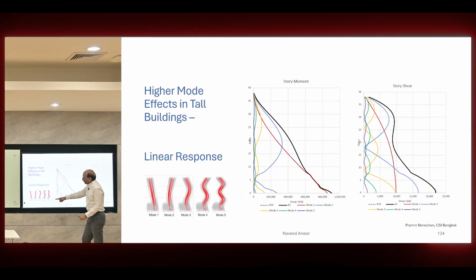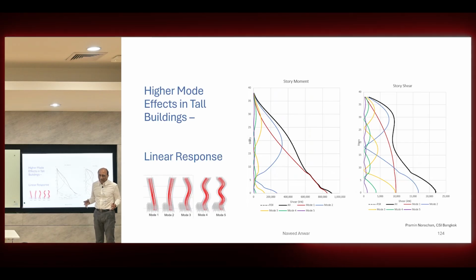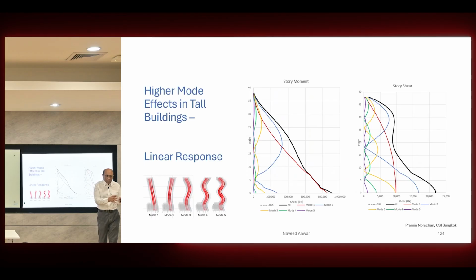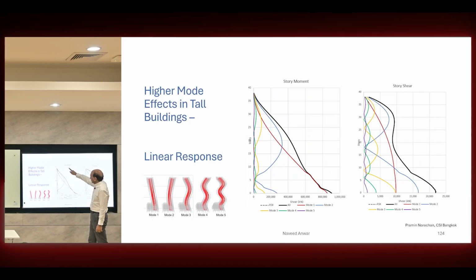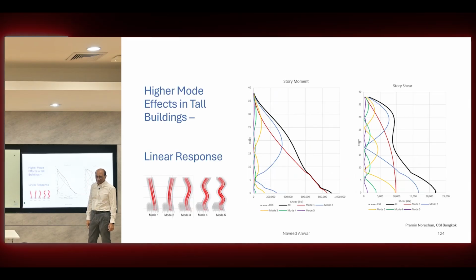So this is linear response: mode 1, mode 2, mode 3, mode 4. Now if you do modal separation, that means you look at the response of each mode before they were added, and plot them, you will find a very different story. For example, here, this is the story moment. The black line is the summation of all the modes using the response spectrum, right?